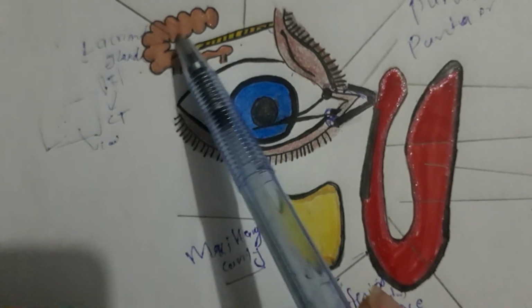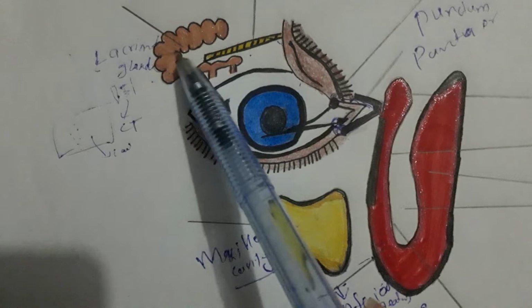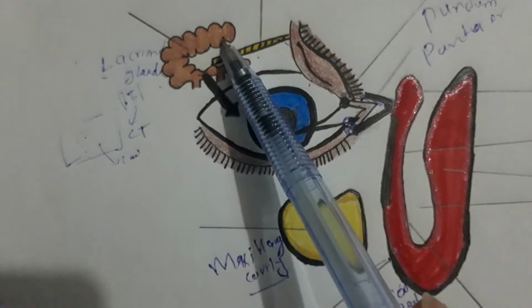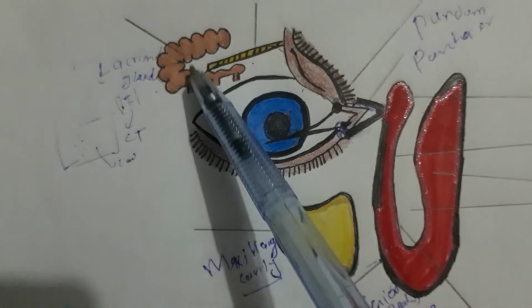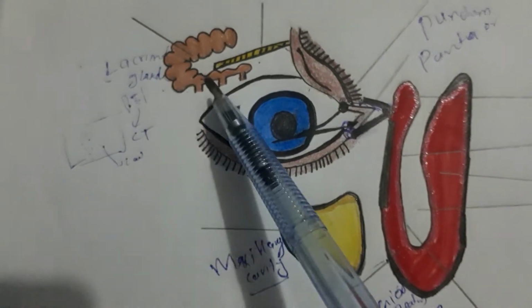I'm discussing the lacrimal gland. The lacrimal gland consists of a large orbital part, two-thirds of the lacrimal gland, and a small palpebral part, one-third of the lacrimal gland.